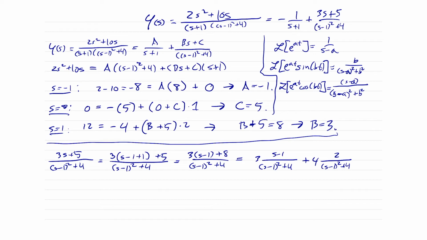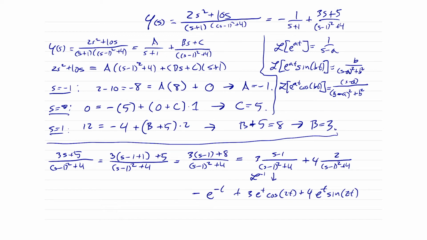Okay, good. So now when I use the inverse Laplace transform here, so Laplace inverse, that's going to give me 3 times e to the t times cosine of 2t. And this one's going to give me plus 4 e to the t sine of 2t. And now this other bit coming from here, that's going to give me, say, minus e to the minus t.